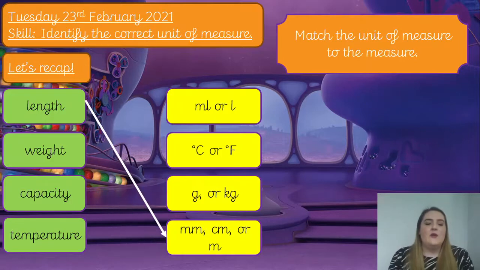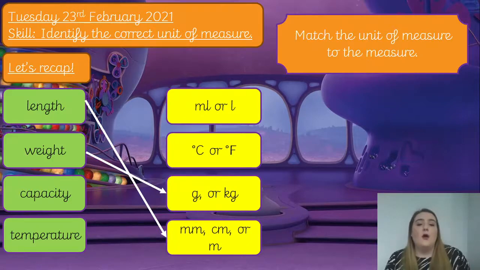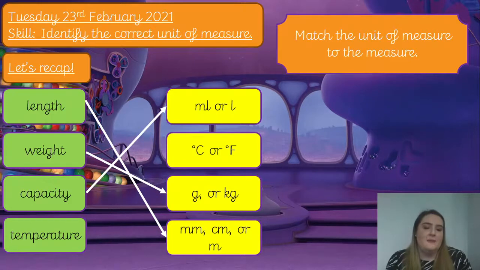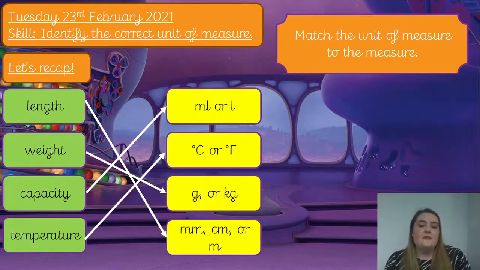So length, we use millimetres, centimetres or metres. We're going to learn about all of these in a little more detail in a moment. For weight, we use grams or kilograms. So if you're baking something, you might use grams, or you might buy a whole kilogram of flour, for example. Capacity, you're going to be using millilitres or litres. And for temperature, you're going to be using degrees Celsius or Fahrenheit.